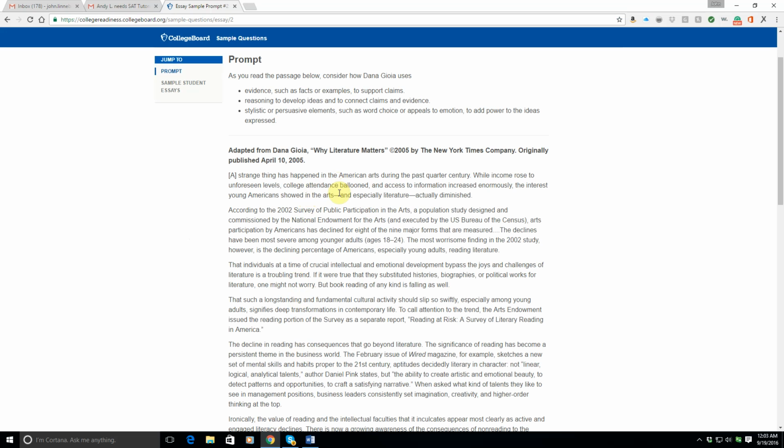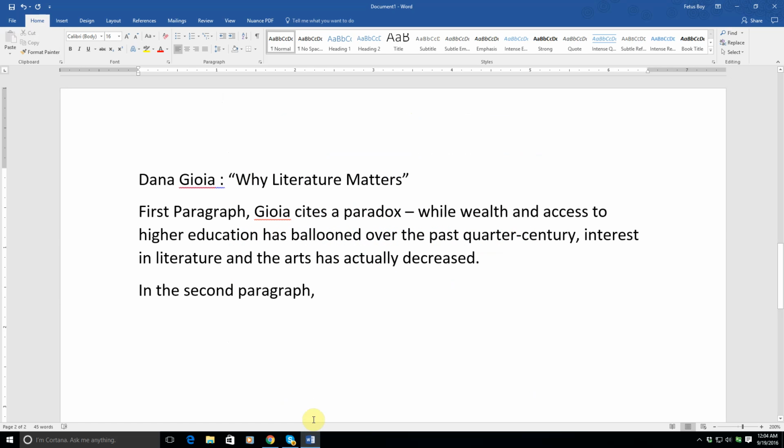According to the 2002 survey of public participation in the arts, a population study designed and commissioned by the NEA and executed by the U.S. Bureau of the Census, arts participation has declined for 8 of the 9 major forms that are measured. The declines have been most severe among younger adults. The most worrisome finding in the 2002 study is the declining percentage of Americans reading literature. Okay.